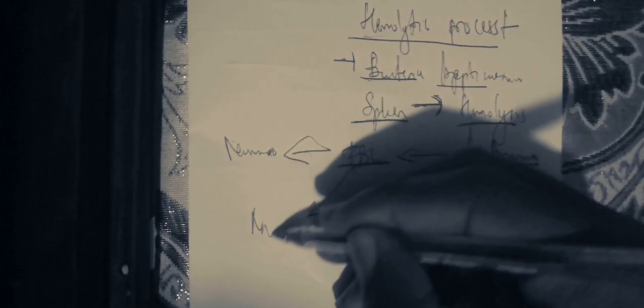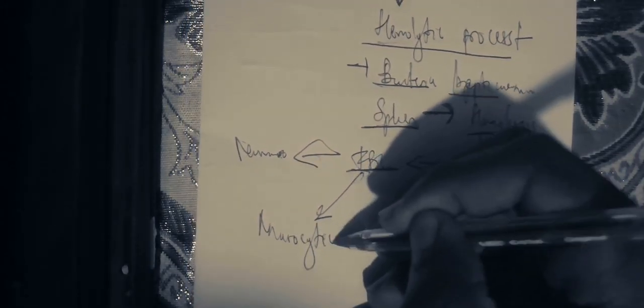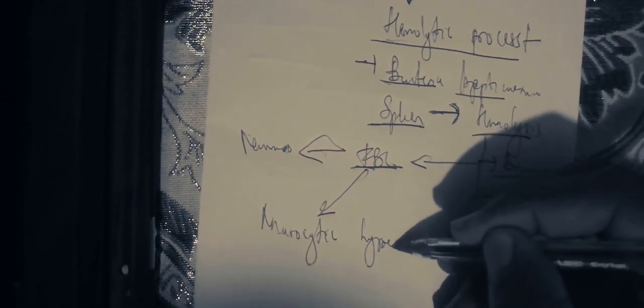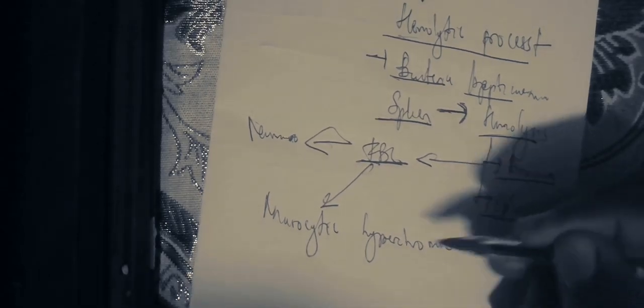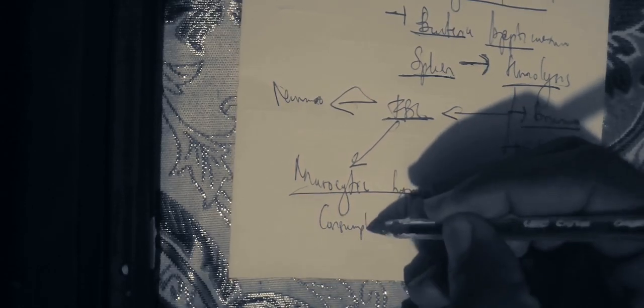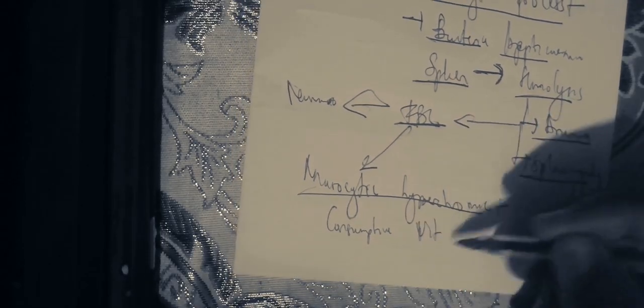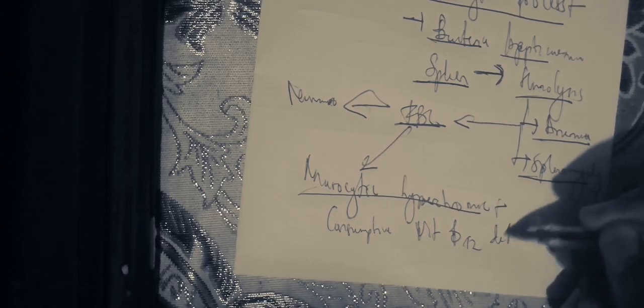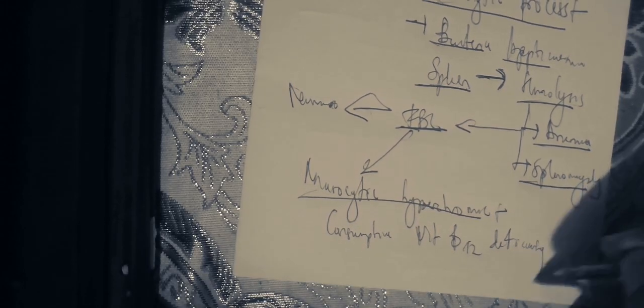you instead have macrocytic hyperchromic anemia. Is it clear? And the reason why you are going to have macrocytic hyperchromic anemia is because of a consumptive vitamin B12 deficiency. Is it clear? Vitamin B12 deficiency. How is that consumptive vitamin B12 deficiency occurring?